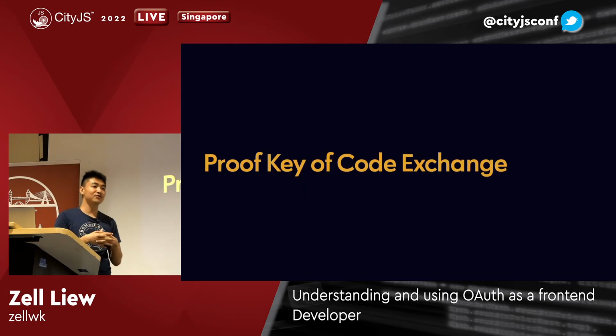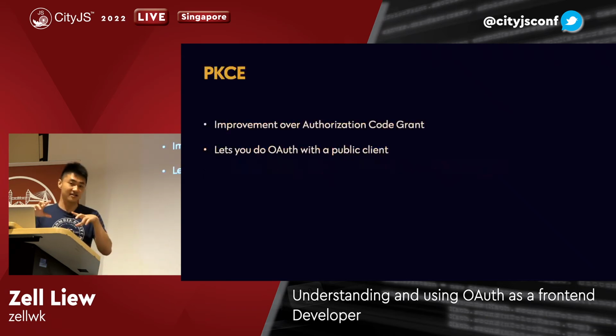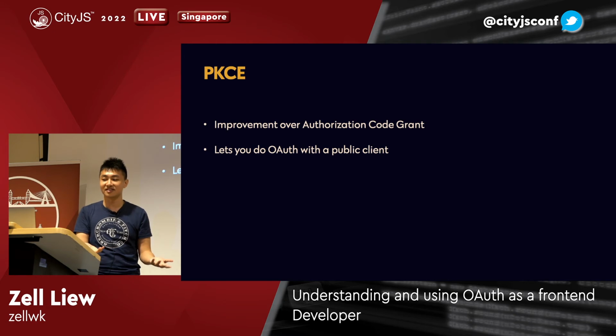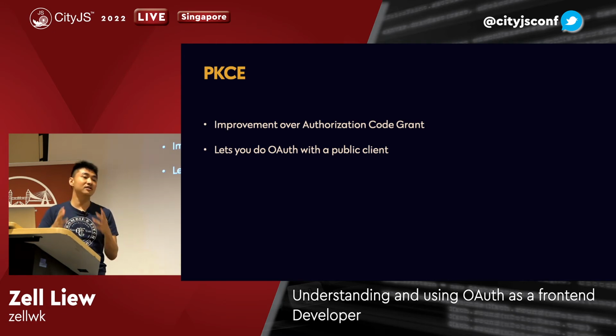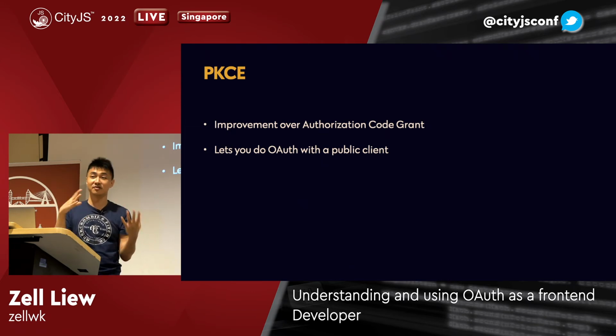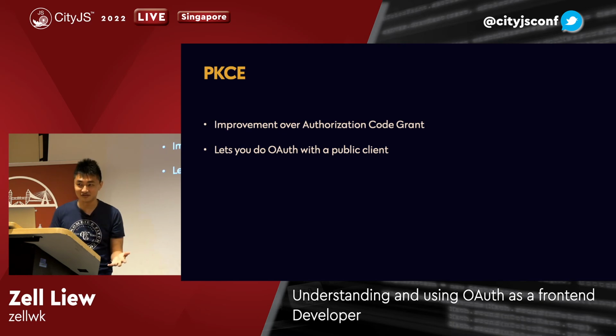Now let's move on to Proof Key for Code Exchange. That's the second method on top of authorization code grant. The easy way to understand PKCE is that it is an improvement over authorization code grant. And the good thing is that it allows you to do OAuth with a public client. But you also have to make sure that the API server supports PKCE, which not many do at this point. Most of them are doing just authorization code grant, and that's the end of the story.